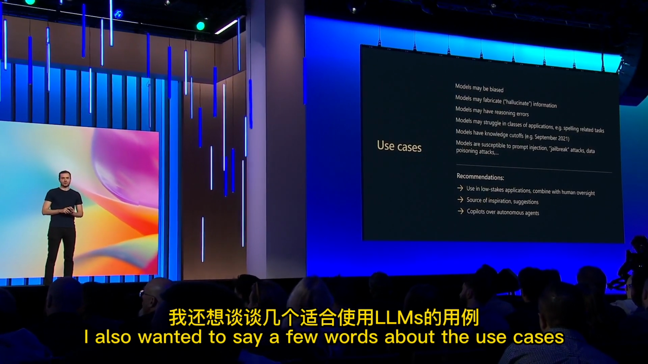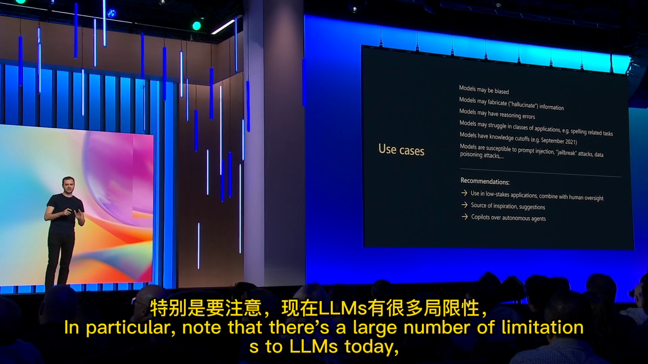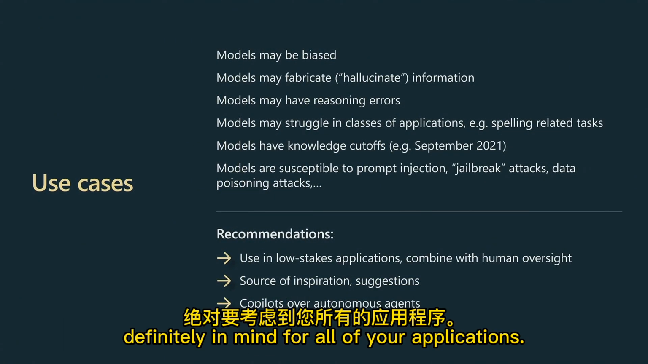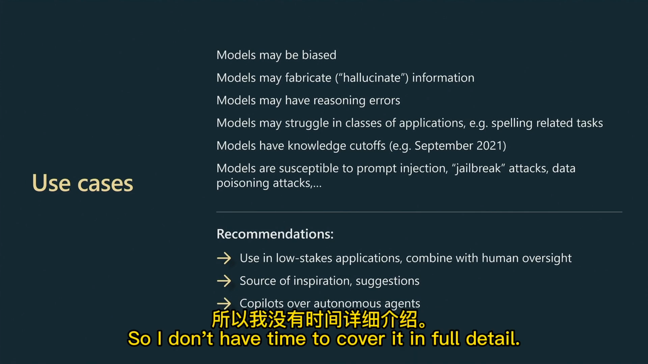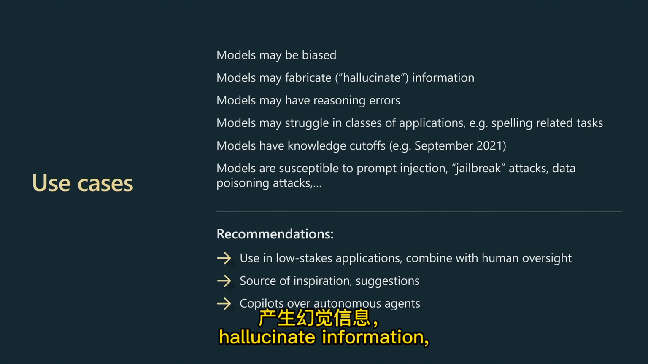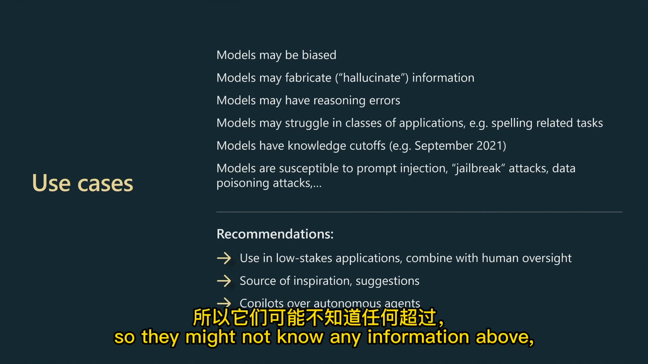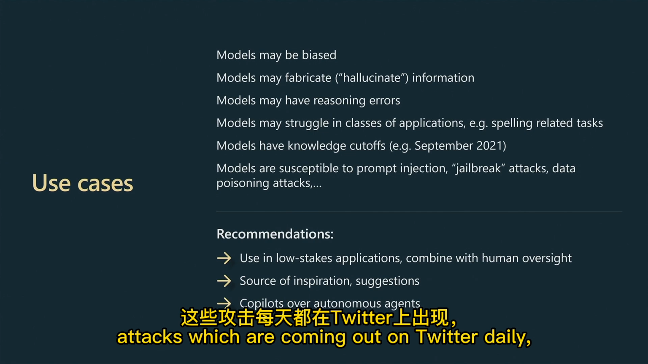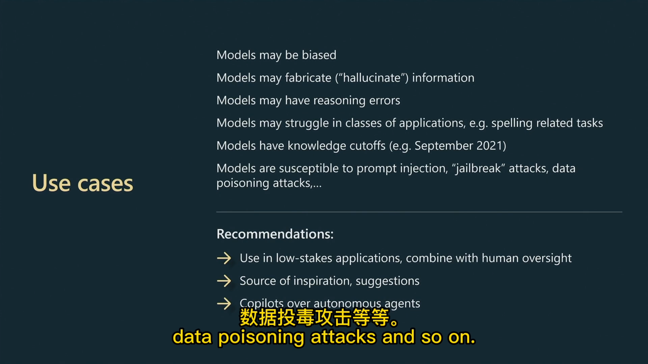I also wanted to say a few words about the use cases in which I think LLMs are currently well suited for. So in particular, note that there's a large number of limitations to LLMs today. And so I would keep that definitely in mind for all your applications. Models, and this, by the way, could be an entire talk, so I don't have time to cover it in full detail. Models may be biased, they may fabricate, hallucinate information, they may have reasoning errors, they may struggle in entire classes of applications, they have knowledge cutoffs, so they might not know any information above, say, September 2021. They are susceptible to a large range of attacks, which are sort of like coming out on Twitter daily, including prompt injection, jailbreak attacks, data poisoning attacks, and so on.